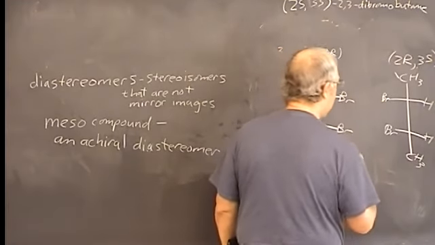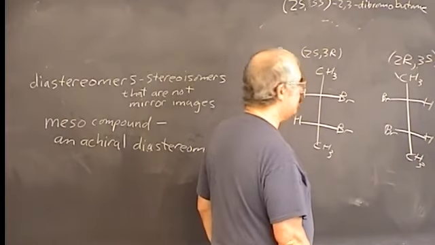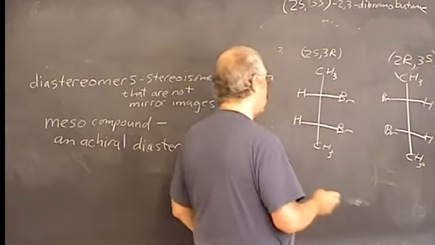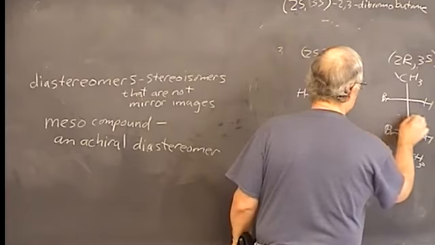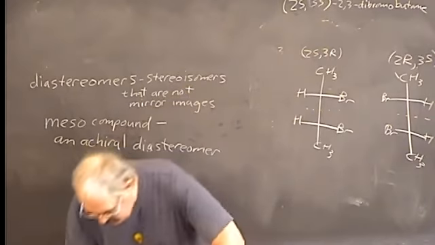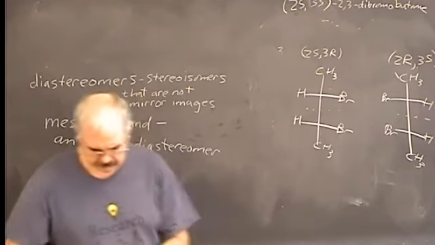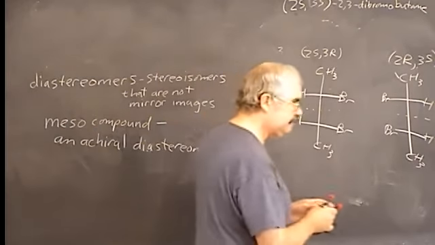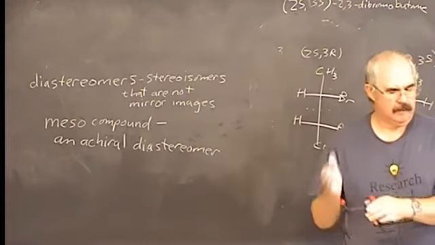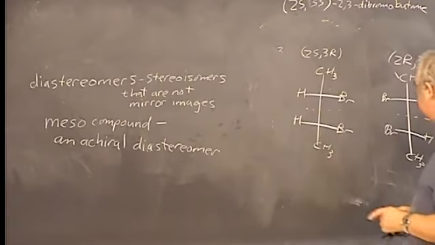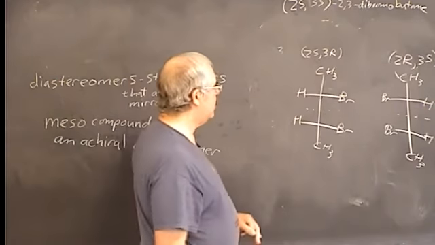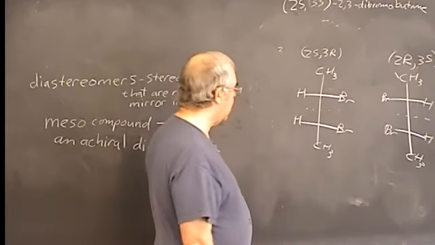And the reason that these are not non-superimposable mirror images is they have a feature called a plane of symmetry. Okay, that runs through here. Also called an internal reflection plane, internal mirror plane, where half the molecule is a reflection of the other half. Okay, this is a very common reason for excluding optical activity.